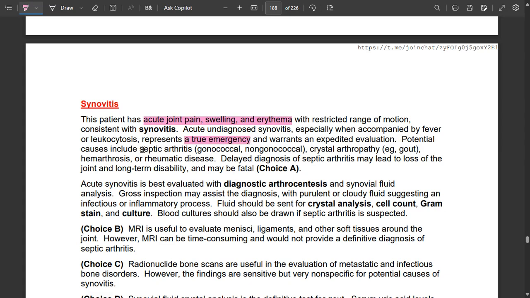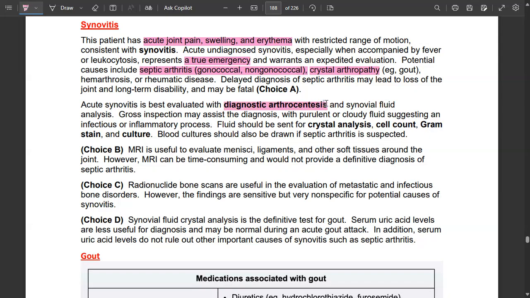Potential causes include septic arthritis, gonococcal or non-gonococcal, crystal arthropathy like gout, hemarthrosis, or rheumatic disease. Delayed diagnosis of septic arthritis may lead to loss of joint or long-term disability and may be fatal as well. Acute synovitis is best evaluated with diagnostic arthrocentesis and synovial fluid analysis. Gross inspection may assist diagnosis, with purulent or cloudy fluid suggesting an infectious or inflammatory process. Fluid will be sent for crystal analysis, cell count, and culture, and blood cultures are also drawn if septic arthritis is suspected.